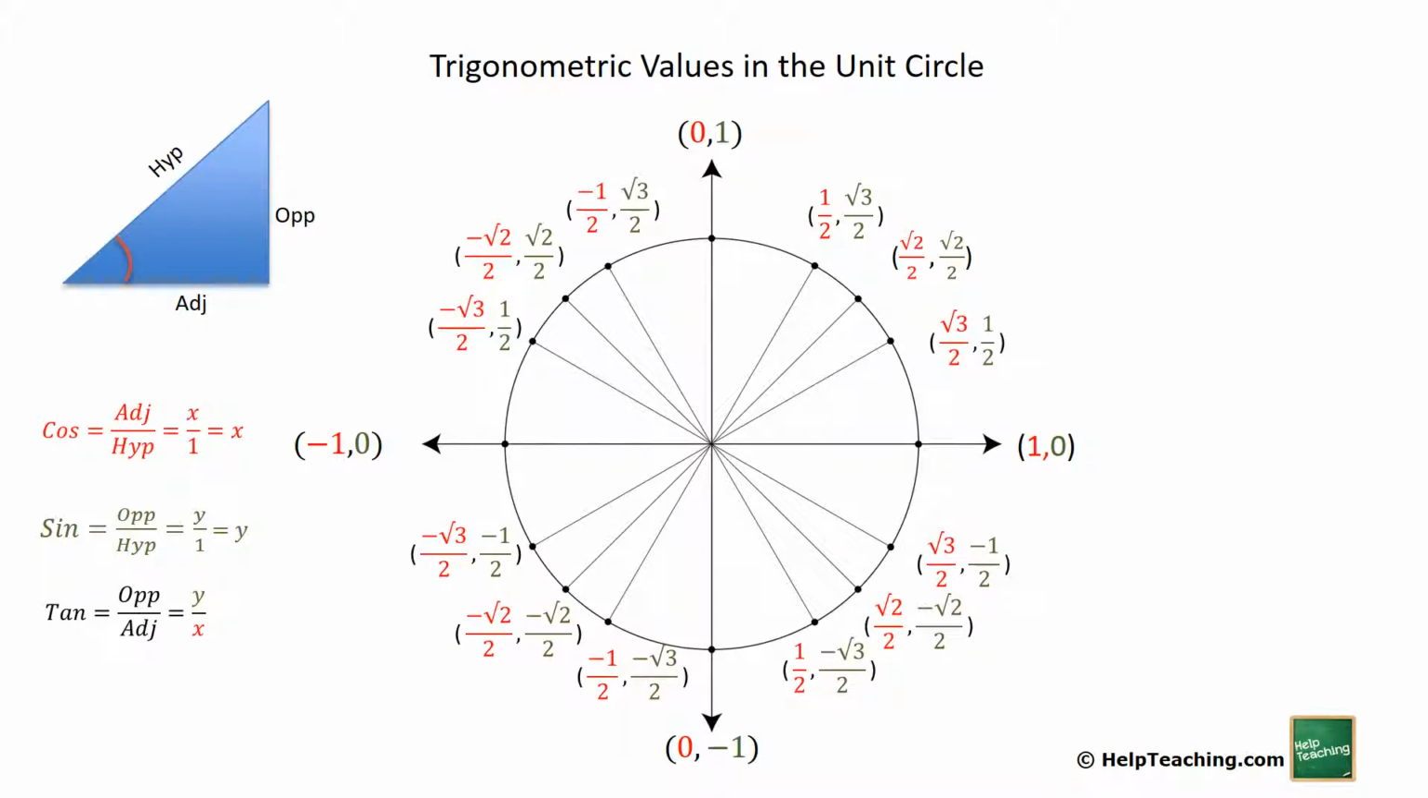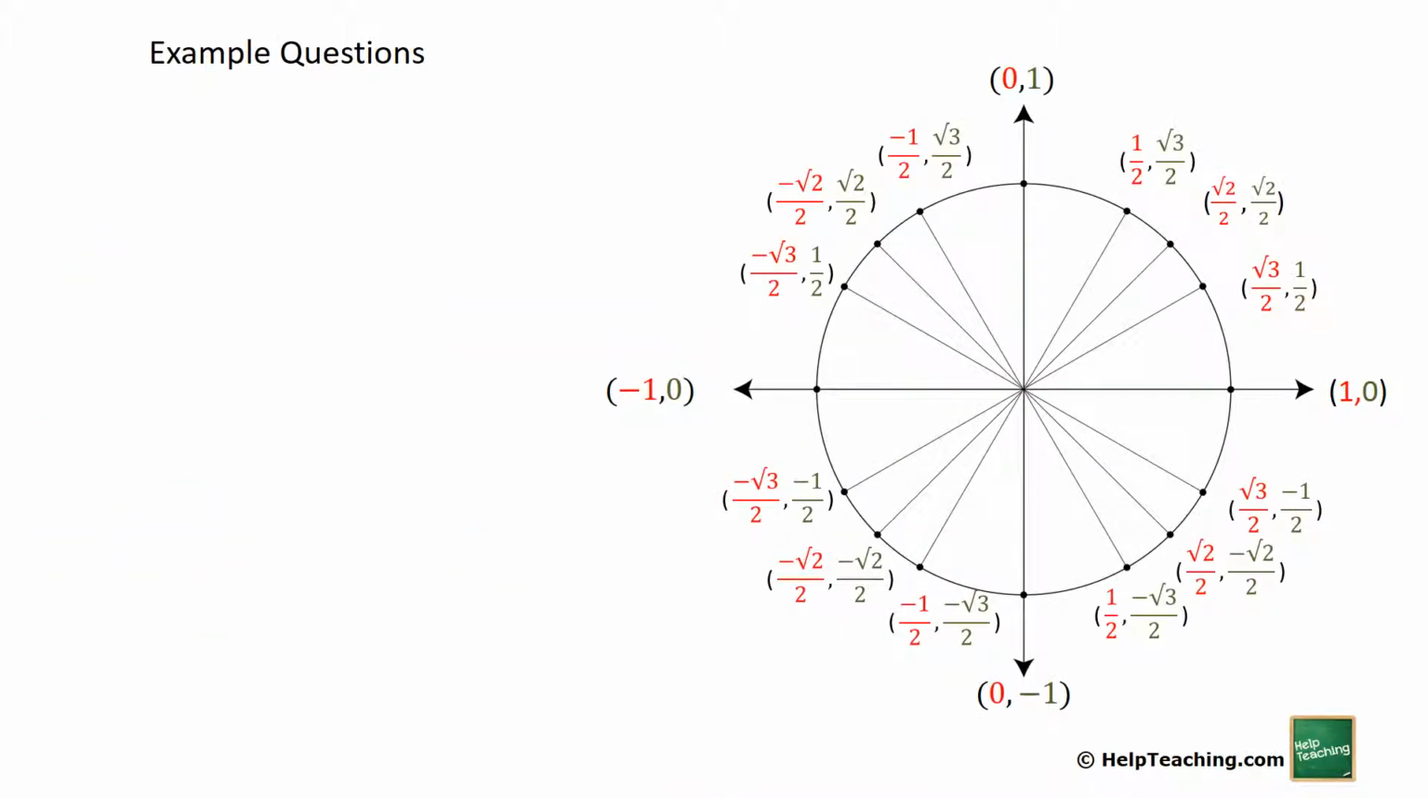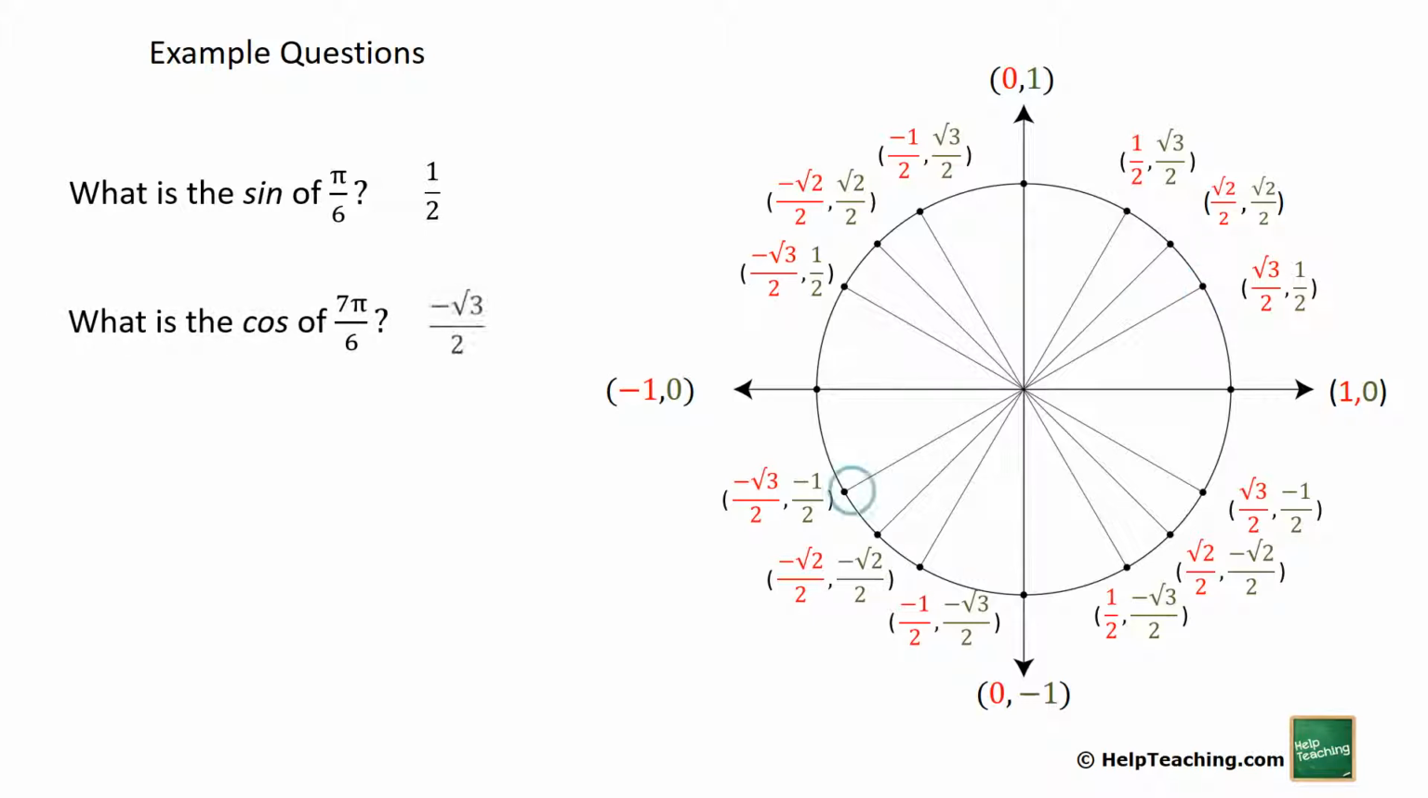Let's look at some sample questions. What is the sine of pi over 6? Now remember that the position of pi over 6 is here in quadrant 1, and because we're looking for the sine value, we're looking for the y value, which in this case is 1/2. The cosine of 7 pi over 6. So 7 pi over 6 is over here in quadrant 3. Because we're looking for the cosine, we're looking for the x value, which is negative root 3 over 2.